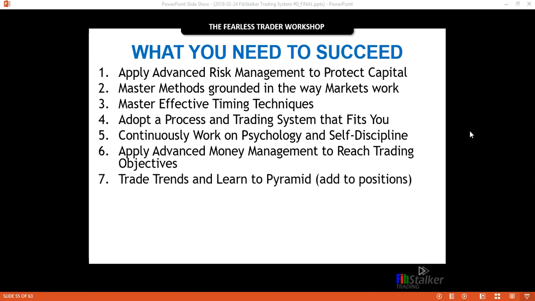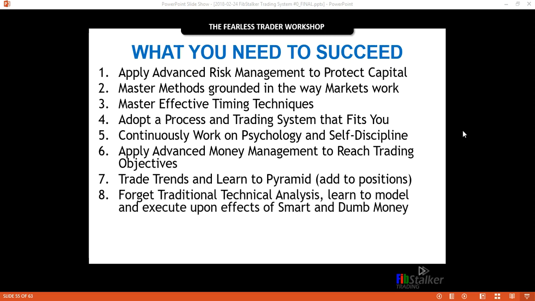In order to be wildly successful, then you also have to let your profits run and trade trends and leave the money there when there is a good possibility for price to move into a swing target. And another aspect is that you have to learn to pyramid, to add to positions based on risk, based on volatility, based on additional setups on the smaller time frame given by smart money and dumb money.